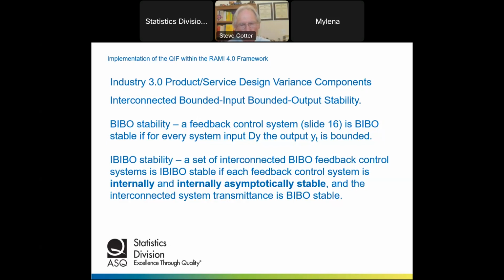If anyone's interested, there's a couple of good articles where calibration is approaching this problem. And that was the seminal insight that I had into the broader problem of Industry 4.0 interconnected instability, the variance components thereof.